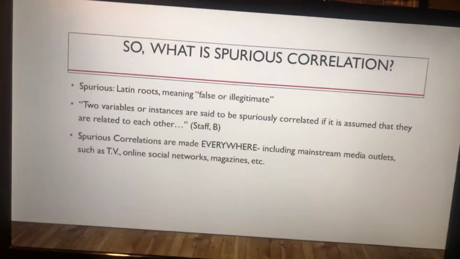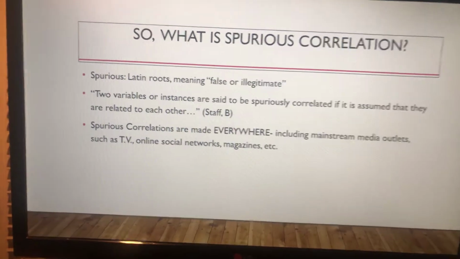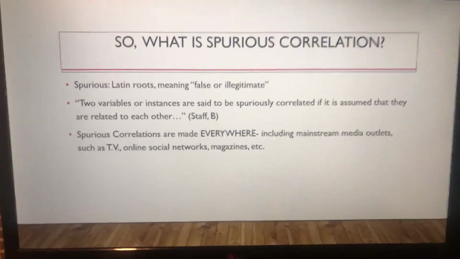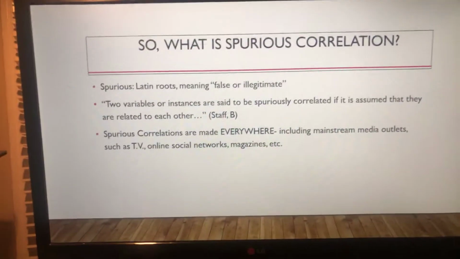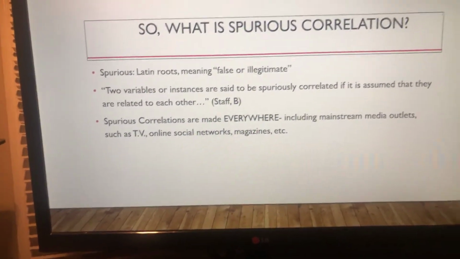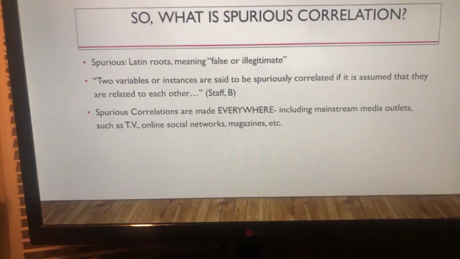Let's begin. So what is spurious correlation? Spurious, the term, has Latin roots, which means false or illegitimate. Two variables or instances are said to be spuriously correlated if it is assumed they are related to one another, but essentially they are not.